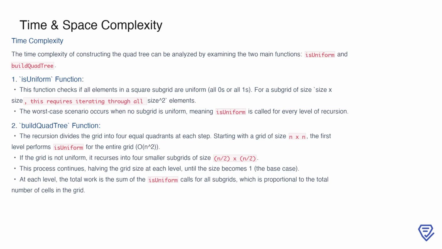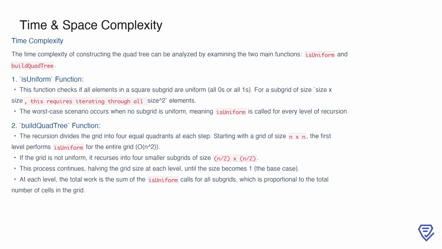To analyze the time complexity of constructing a quad tree, we must focus on the 2 key functions, isUniform and build quad tree. The isUniform function determines if all elements in a given subgrid are the same, either all zeros or all ones. This requires iterating through every element in the subgrid, which, for a grid of size x size, involves size squared operations. The worst-case scenario arises when no subgrid is uniform, forcing isUniform to be called repeatedly at every level of recursion.